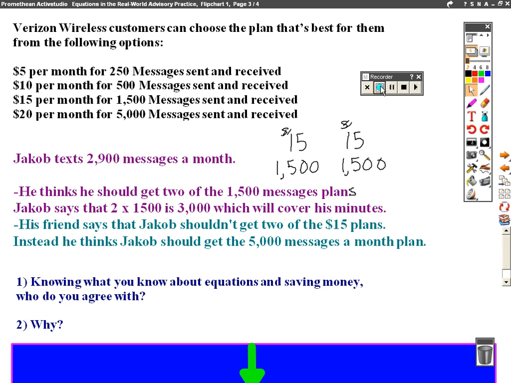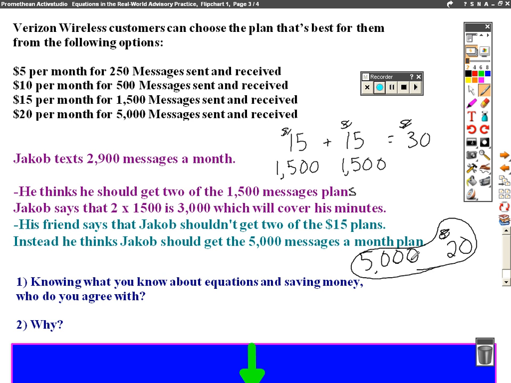All right, after talking with one another, the reasoning might have been, well, 15 plus 15 would be $30, but if he were to get the 5,000 messages, you'll see that that was only $20 a month. So actually this plan is better for him. Even though he doesn't use that many text messages, he actually ends up saving money in the long run.